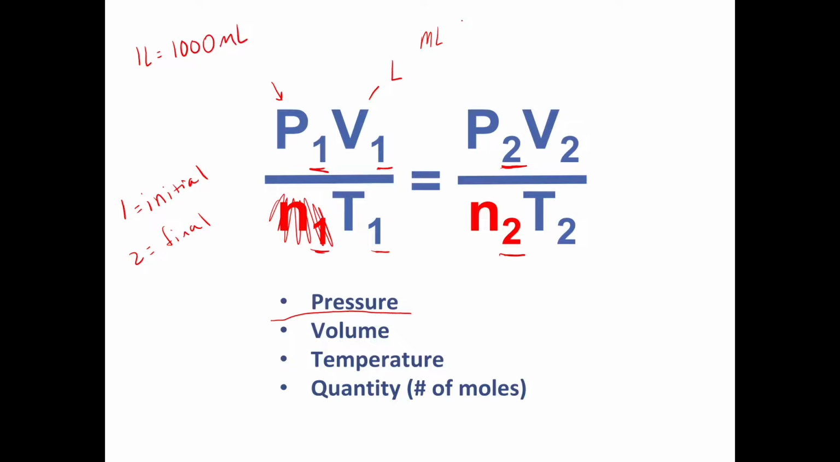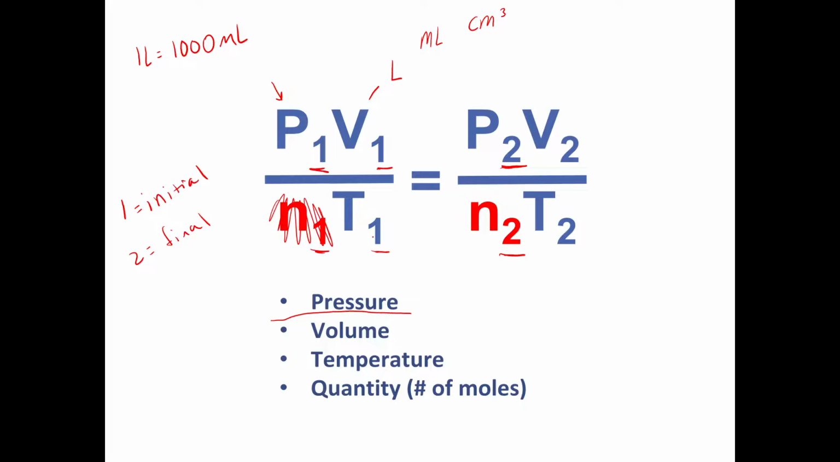You could also be given centimeters cubed. So centimeters cubed is the same as milliliters. So if I say you have 500 centimeters cubed, that's the same as having 500 milliliters, which is the same as having 0.5 liters. We'll talk more about those conversions later on. But anytime you see liters, milliliters, or centimeters cubed, they're talking about volume.